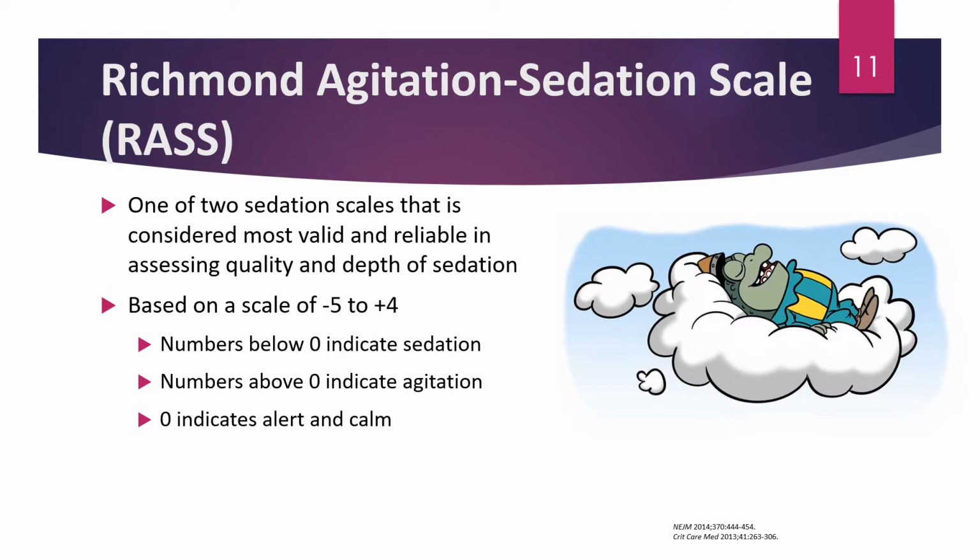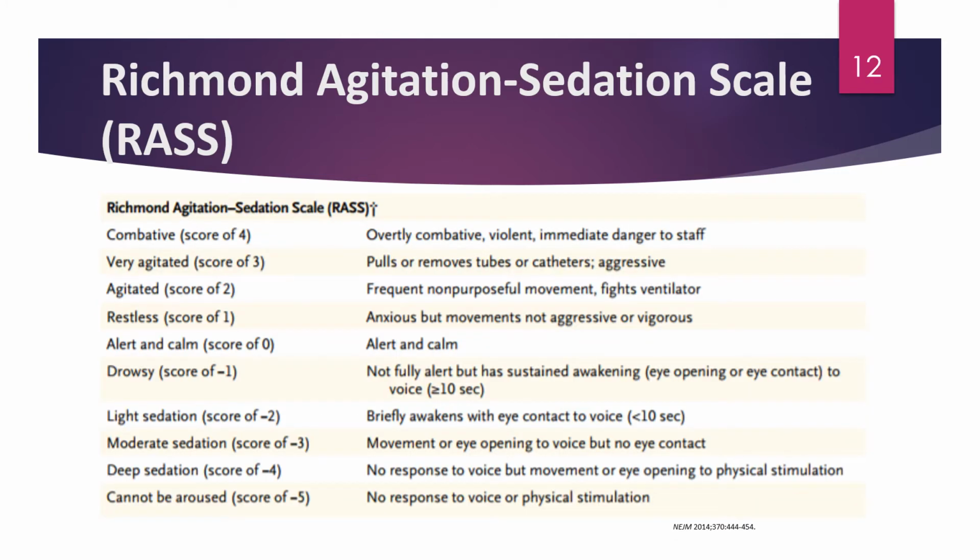Numbers above 0 indicate agitation. So +1, +2, +3, +4. +4 is basically the highest level of agitation you can be, where essentially you are a danger to self, you might be fighting people. It's not a good situation. And 0 in the middle indicates alert and calm. So this is actually what this scale looks like.